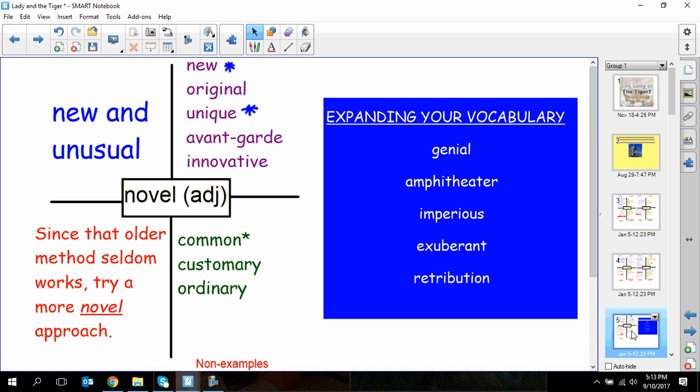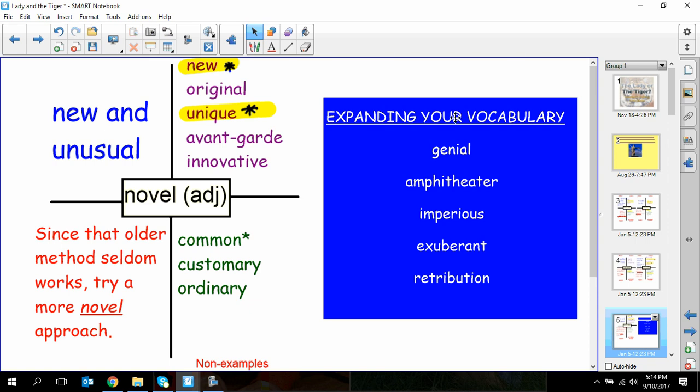The last word that we have is something that is novel. If something is novel, it is of course new, that's in the definition, but it is something that is unique, original. There's a word called avant-garde, okay? And if something is avant-garde, then it is novel. So anything that is unlike anything that you've ever done before, that is novel. Since that older method seldom works, try a more novel approach. People come up with, I guess there's a new Oreo cookie that is a lemon cookie. That is very novel. Something that is common, ordinary, run-of-the-mill, then that is not novel.